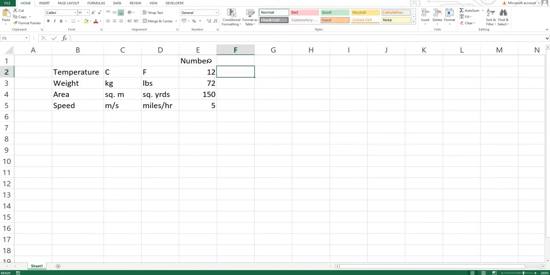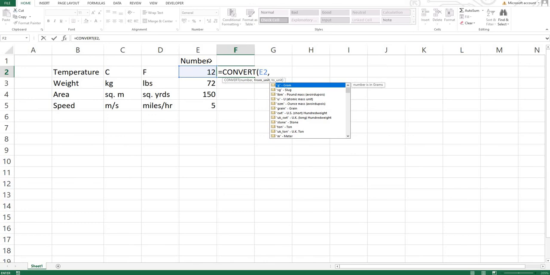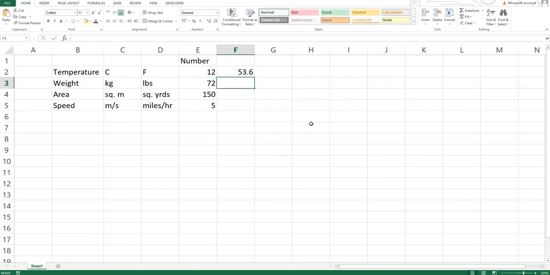Now to convert it, I'll just write the function CONVERT. The number is 12. The from_unit, in this case, is going to be capital C, which stands for degree Celsius, and capital F to change it into degree Fahrenheit. Here you go. The answer is in front of you. So this 12 degrees centigrade is 53.6 degrees Fahrenheit.